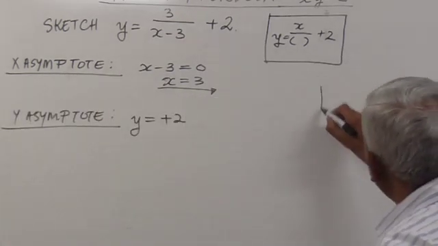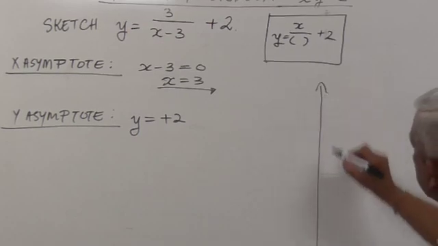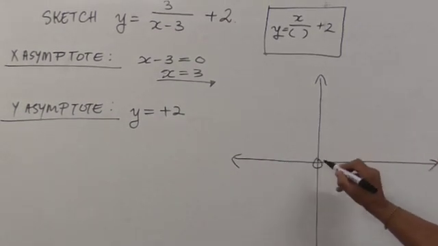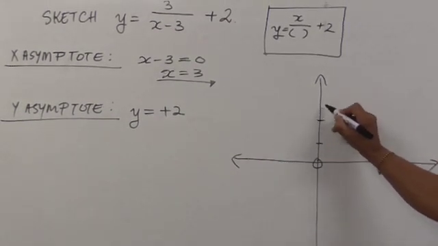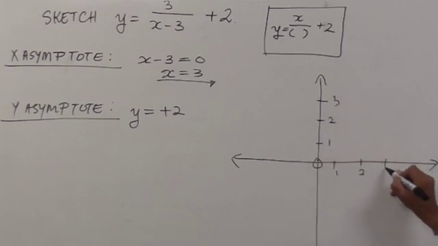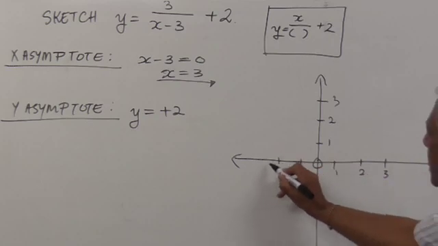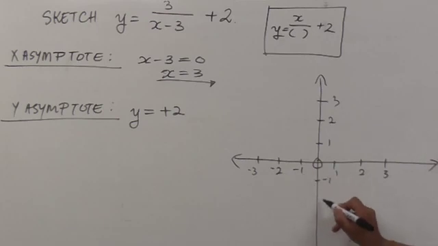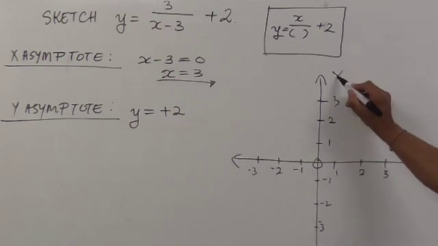There's your 0. Let's take 1, 2, 3. 1, 2, 3. Negative 1, negative 2, negative 3. Now, the asymptote x is equal to 3. So there's your x-axis here, and there's your y-axis.